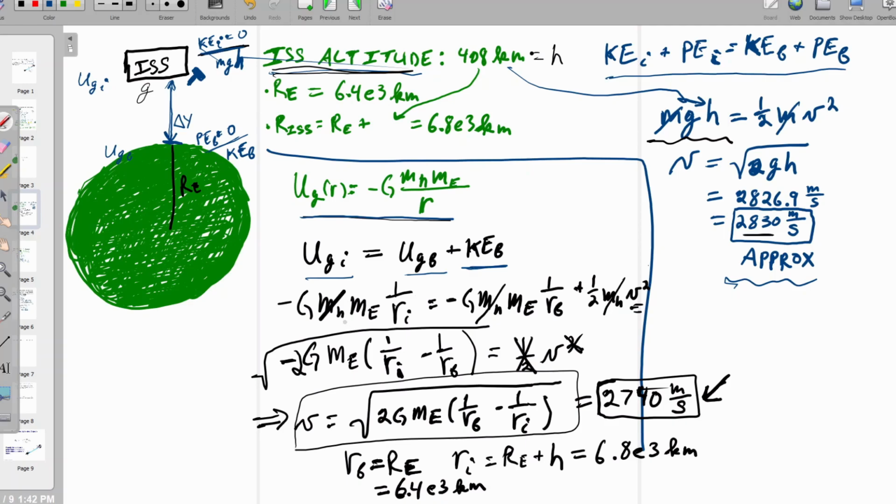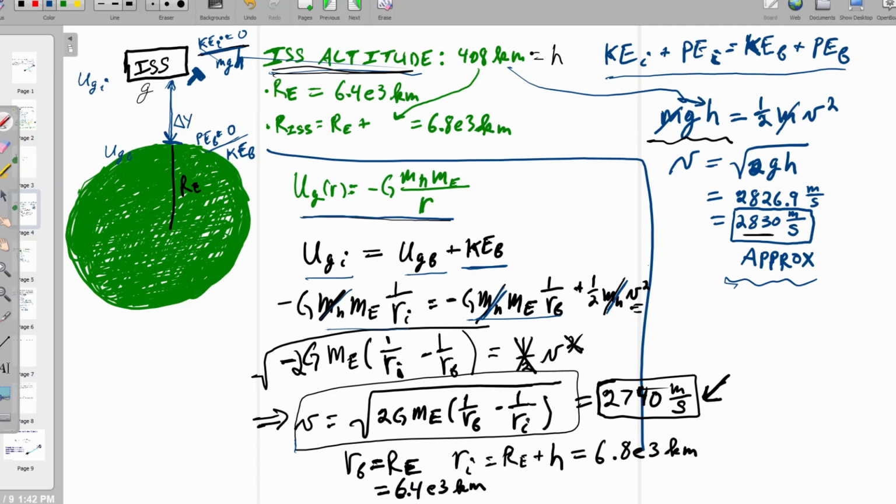And plugging in my formula here, I can cancel out the mass of the hammer from each term. I can then take both of these terms over to the same side as I've done here, multiply by 2 to get rid of that 1/2, and take the square root to get rid of that v squared. And what I get is velocity is equal to root 2g times the mass of the Earth times this difference here between 1 over our final and 1 over our initial.